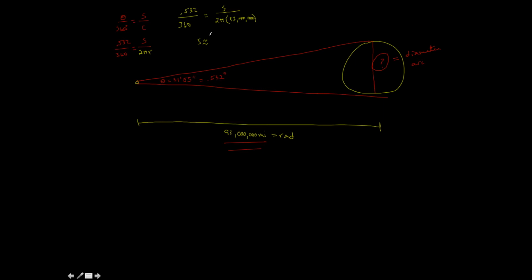So, cross multiply and divide, and you should get somewhere around 864,000 miles for the diameter of the Sun. Because remember, that arc length represents the diameter here because of how the Earth is forming that central angle with the Sun. So the diameter and arc length of the Sun are one and the same.